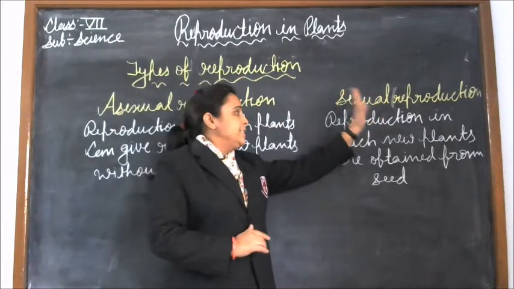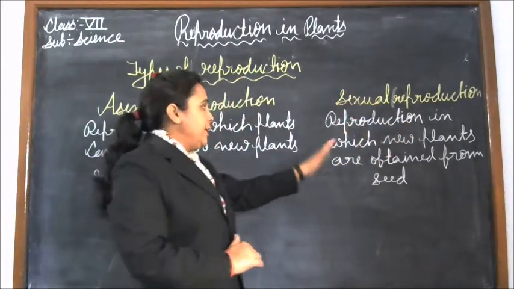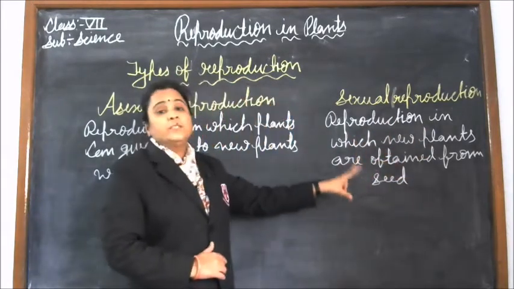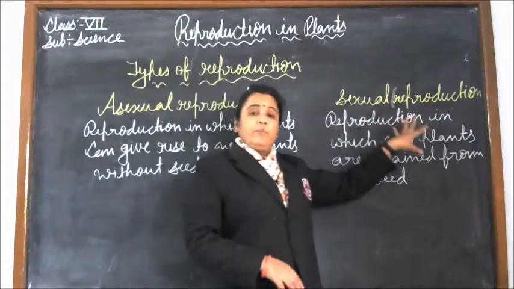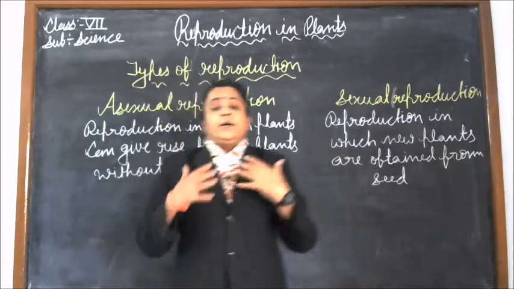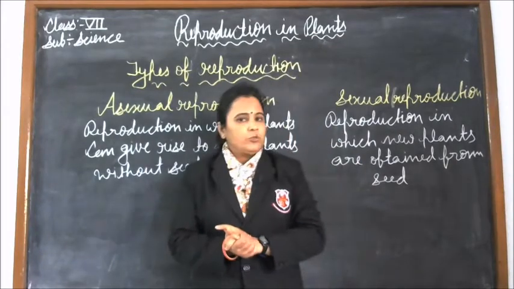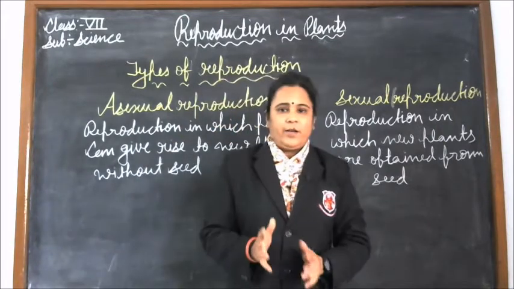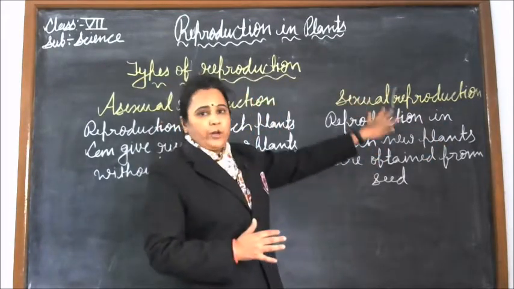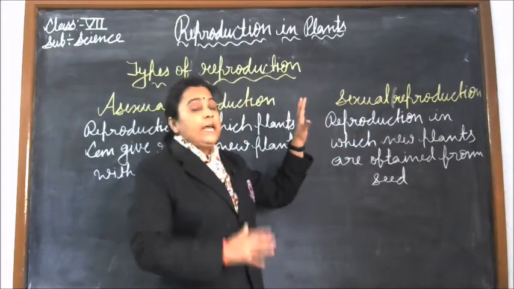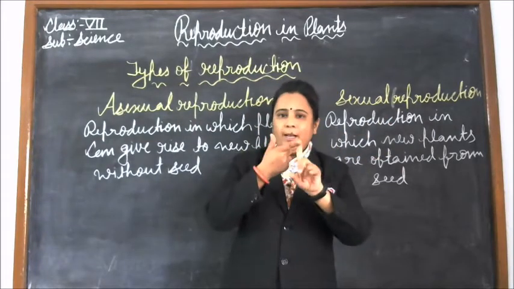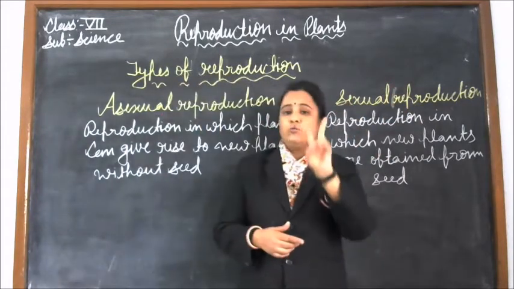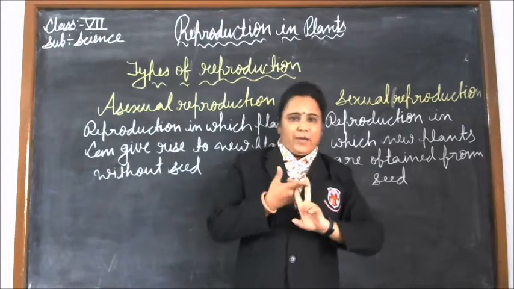Now second is sexual reproduction, student. It is reproduction in which new plants are obtained from seed, meaning a new plant arises from a reproductive part. You know the reproductive part of the plant is the flower, and this mode of reproduction involves two parents, a male parent and a female parent.